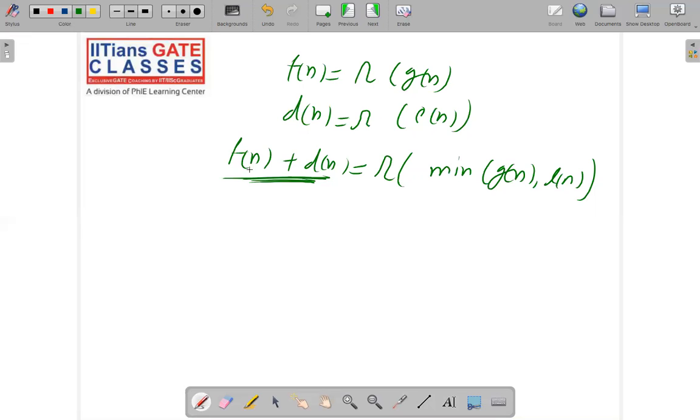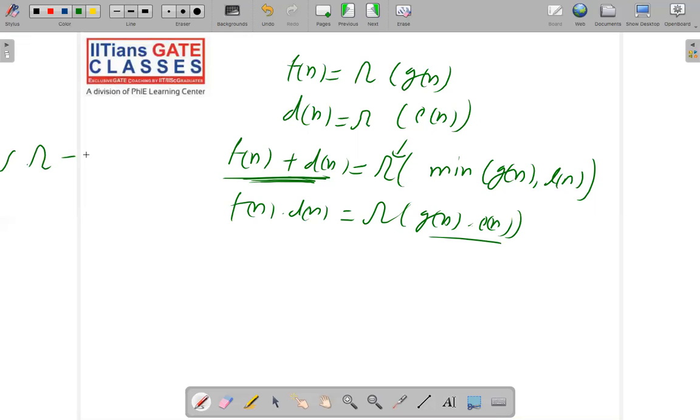In the product, you can multiply. Fn dot Dn equal to omega of Gn dot En. Remember this: omega means lower bound, and big O means upper bound.